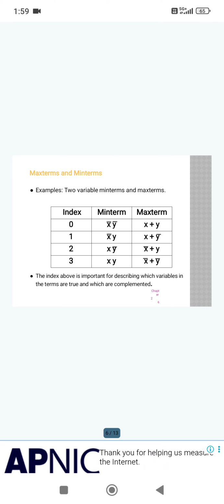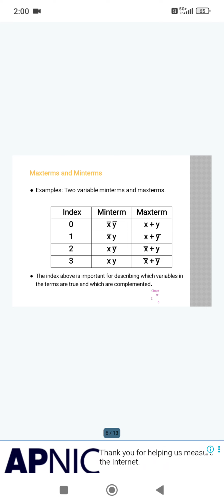Okay, so next 1, that is x bar y. In the maxterm, x bar is considered as x, and y is considered as y bar. The dot is considered as a plus. Okay, so 0, 1, 2, 3. These terms are considered in the 8421 process. In this 8421 process, if you are taking two variables, we are taking only the 2 and 1 process. That is why here we are using two variables.